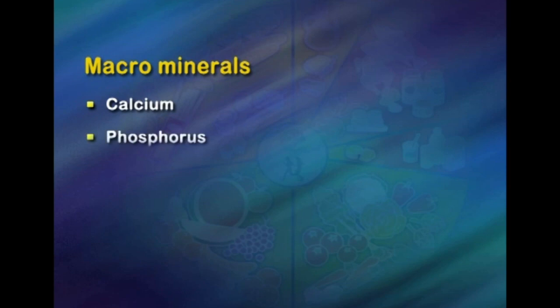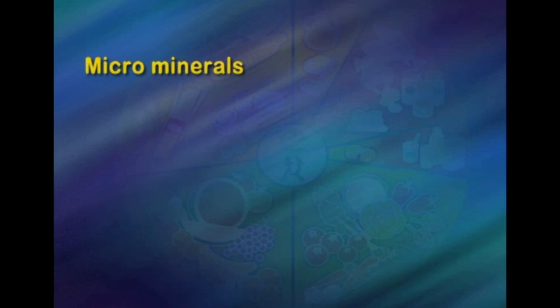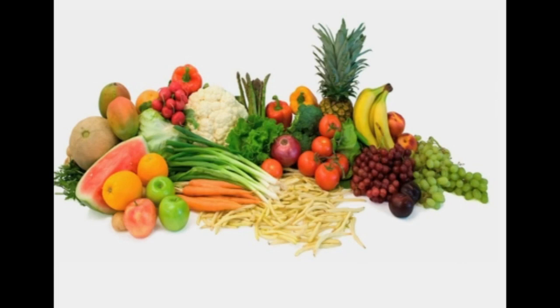Minerals are classified based on the amount that is required in our body. Some minerals are required in larger quantities, so they are called macro minerals. Some examples of macro minerals are calcium, phosphorus, etc. Minerals which are required in lesser amounts are called micro minerals. Examples of micro minerals are iodine, iron, fluorine, etc. The sources of minerals are fruits and vegetables.